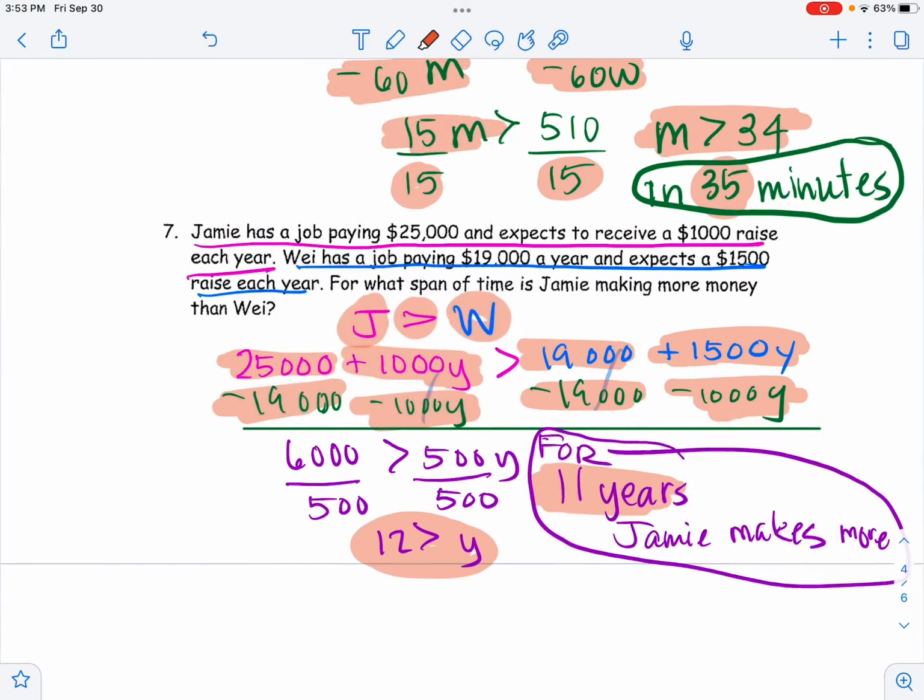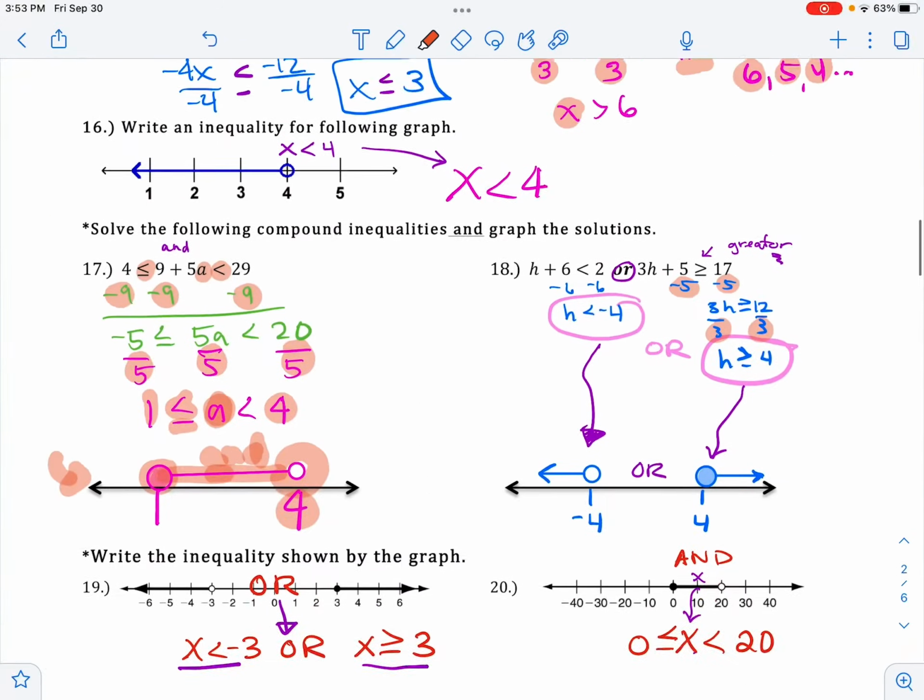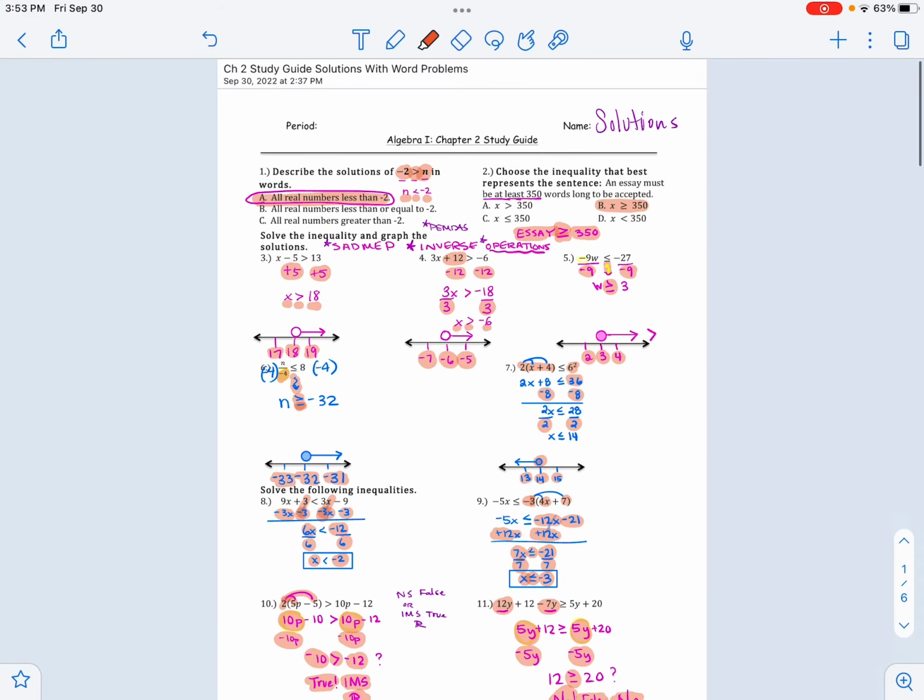Okay, you guys, study, practice these problems, open them up again, open up a new copy, print it, do it on your iPad, whatever it takes, but practice these.